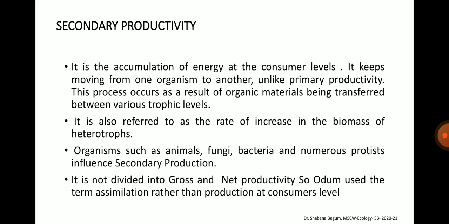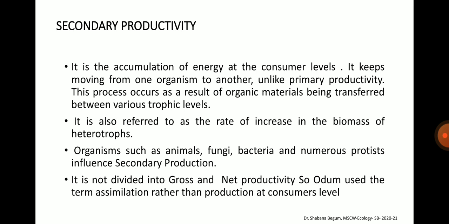Now let us discuss the secondary productivity. The secondary productivity is the accumulation of energy at the consumer levels. It keeps moving from one organism to another, unlike primary productivity. And this process occurs as a result of organic materials being transferred between various trophic levels.